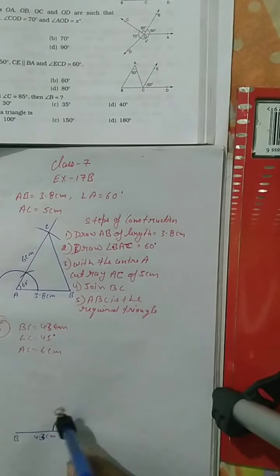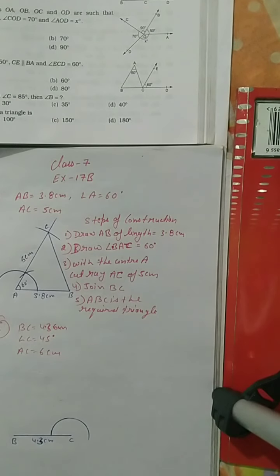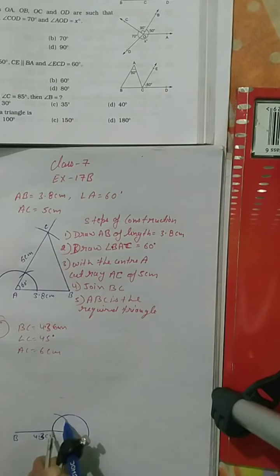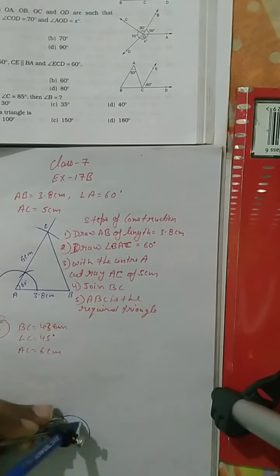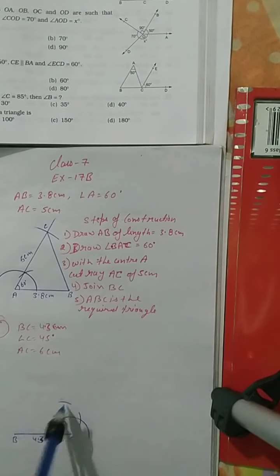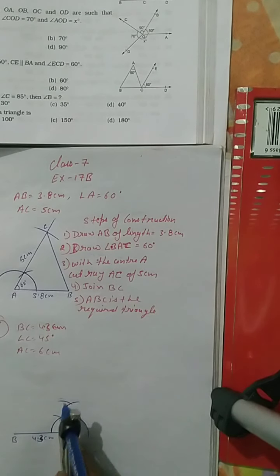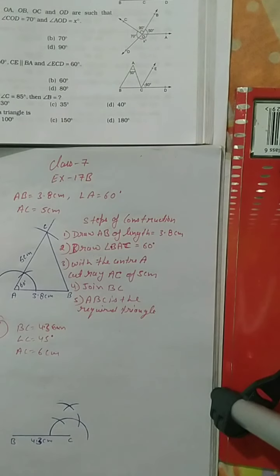Don't change your arc. I am repeating it, you don't have to change the arc. Sorry, first of all, you have to draw an angle of 45 degree. But when you are drawing an angle of 45 degree, you have to draw an angle of 90 degree here. From the same arc, cut both the sides. It is your 90 degree angle. Join it.